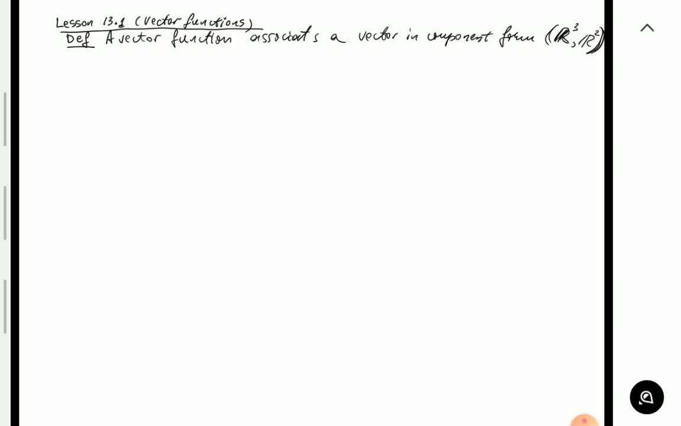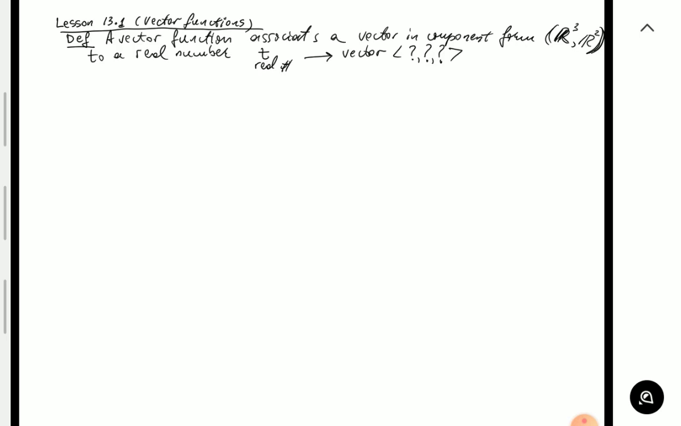So a vector function associates a vector in component form to a real number, and that real number I'm going to denote by t for a good reason, which I'm going to talk about in a moment. So you start with a real number, okay, and then you associate a vector. And of course, if it's in component form, that vector will be denoted by our typical notation for a vector in component form.